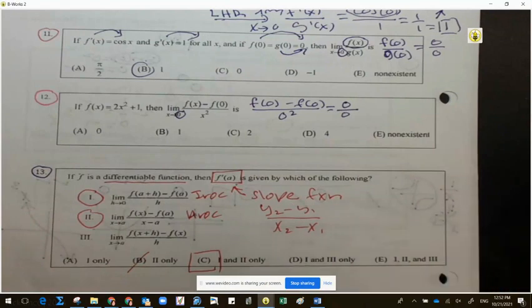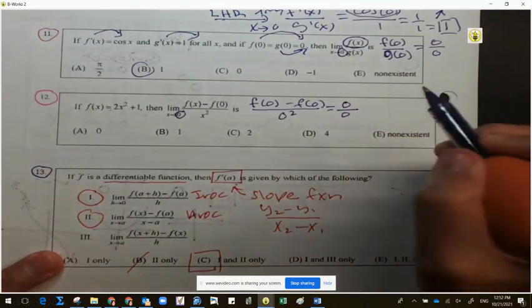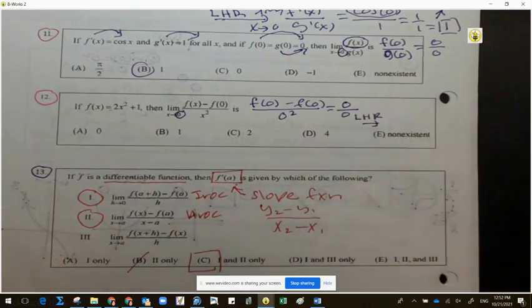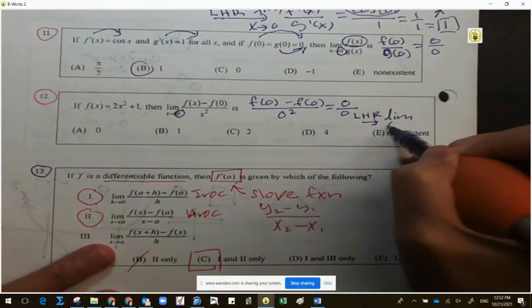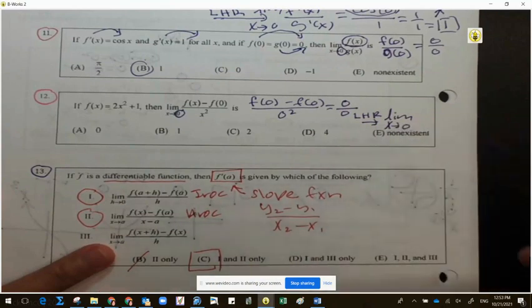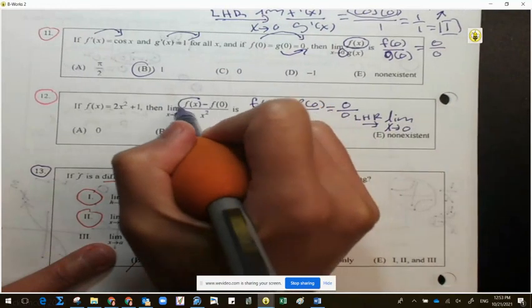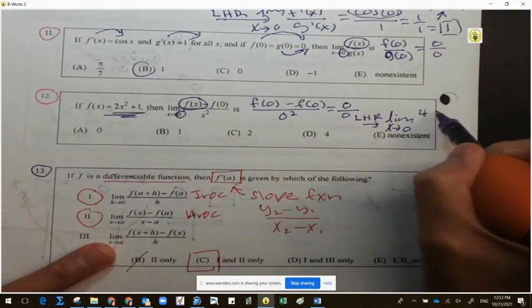So can we use L'Hopital's rule again? Okay, so when I use my L'Hopital's rule, where do I have room? Maybe right here. So just by looking at this, when I plug it in, we are going to have the limit as x approaches 0. So it says I need to go ahead and find the derivative of the function. So here's my function. What is the derivative of this? 4x.